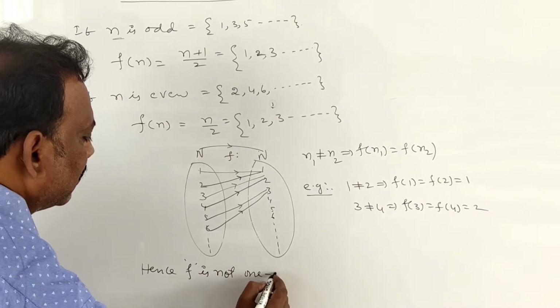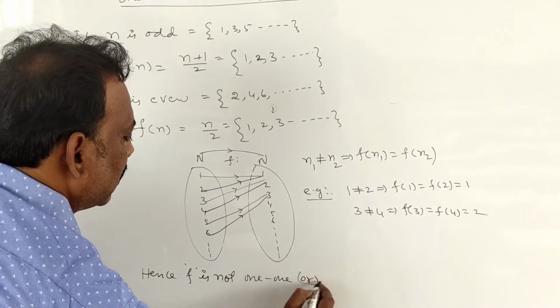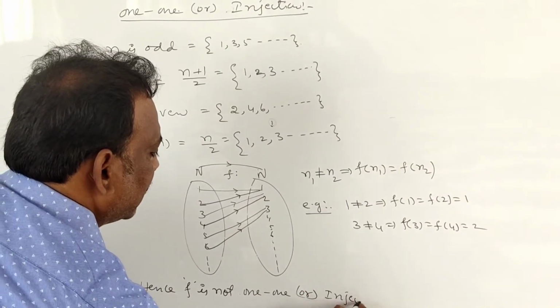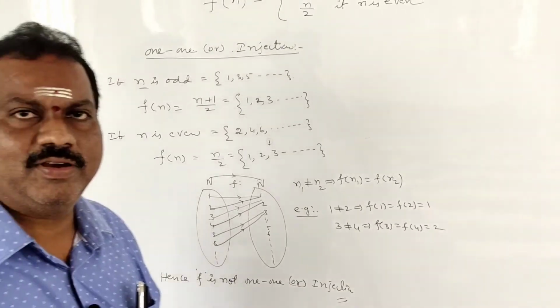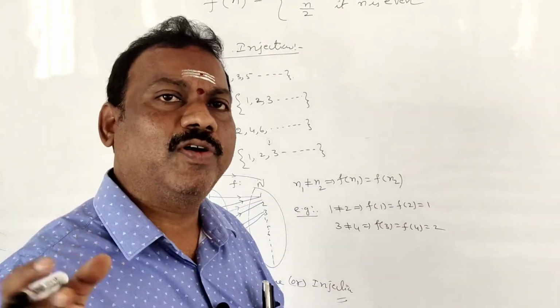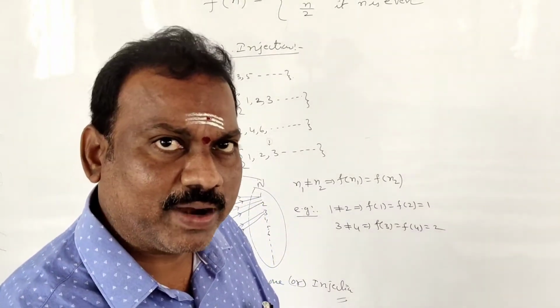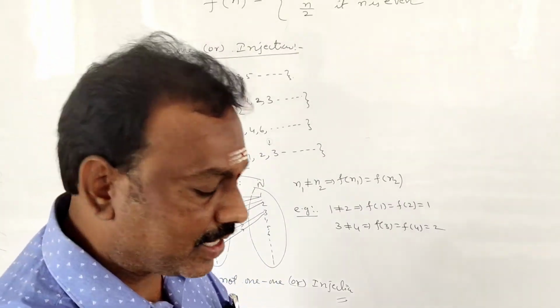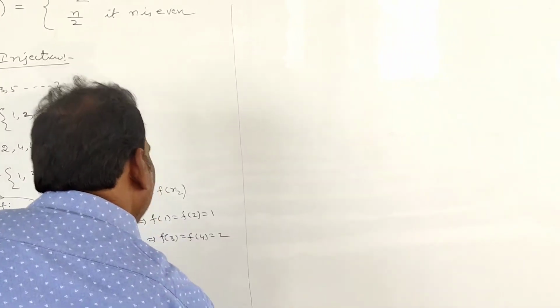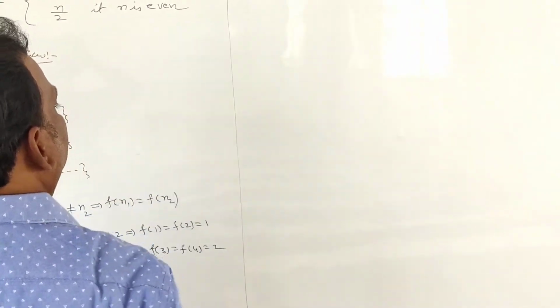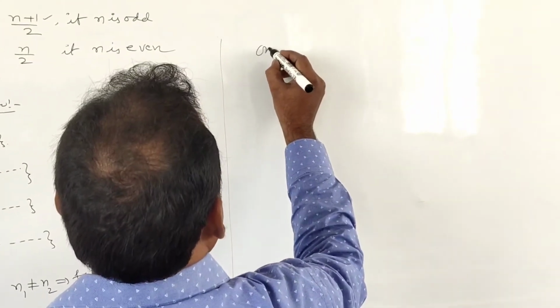Not one-one, or not injection. If it is not injection, obviously it is not bijection. Why? Because it has to satisfy both one-one and onto, then only it is a bijection. But you have to check the onto also, whether it is satisfied or not. So onto means, you just recall the definition. What is meant by onto, students?